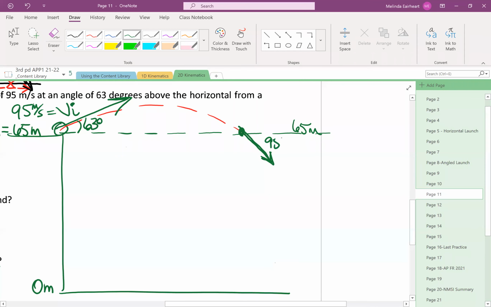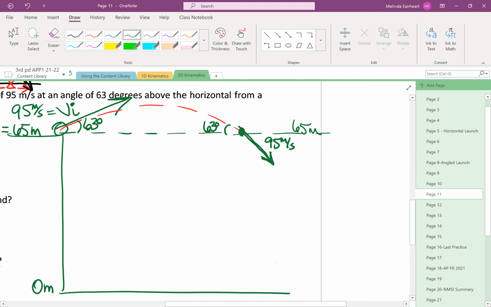95, right? So previously we said the launch speed equaled the impact speed, but that was only if it was symmetrical. So we're not impacting here, but that instantaneous midair velocity is 95, right? And you could break it up into components and such. We know that this angle is also 63.